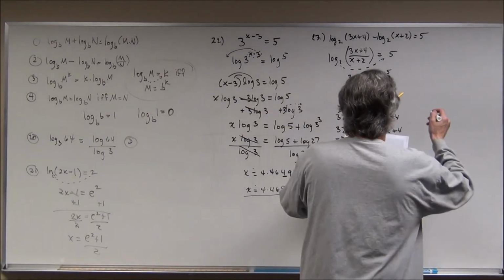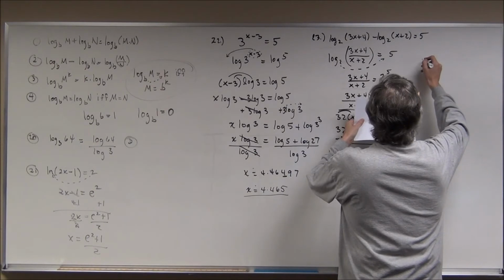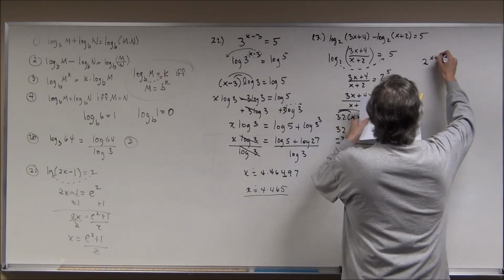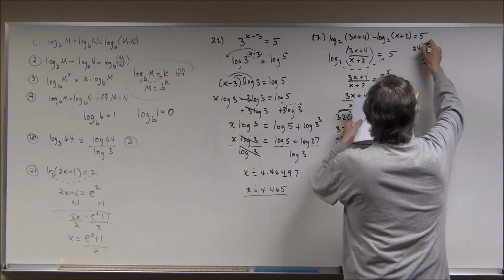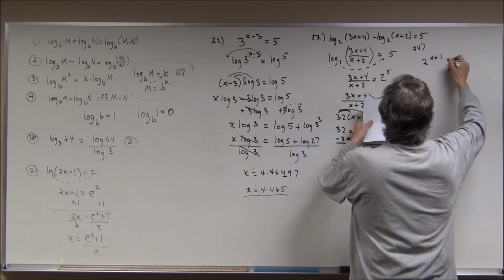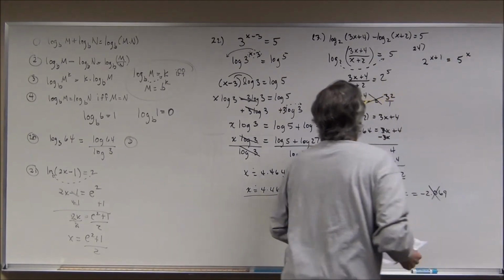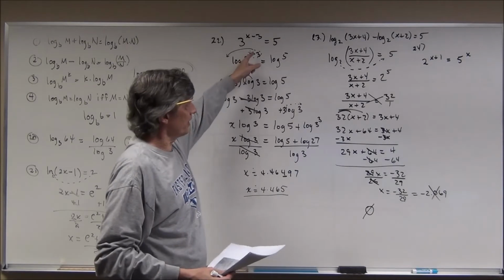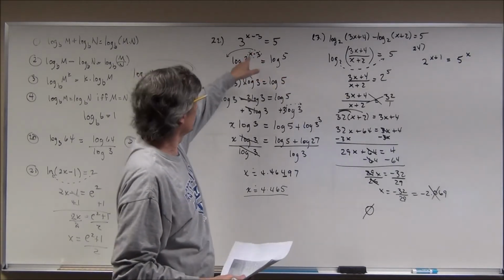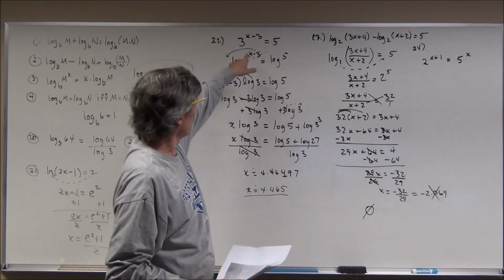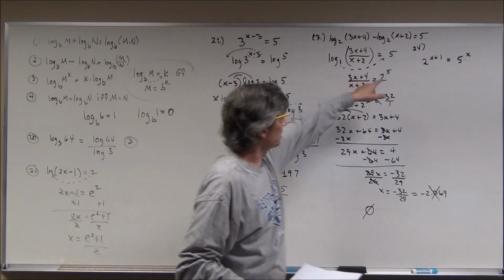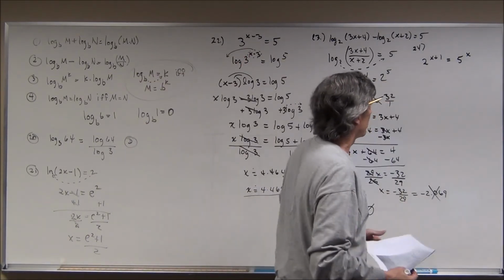I don't think I'm going to be able to, but I'm too silly to erase it. So let's try 2 to the x plus 1. This is problem 24. Is equal to 5 to the x. Now, just like this guy here, I have an exponential equation. I actually have variables in both exponents, but I can't match the bases. This is a prime number, this is a different prime number.